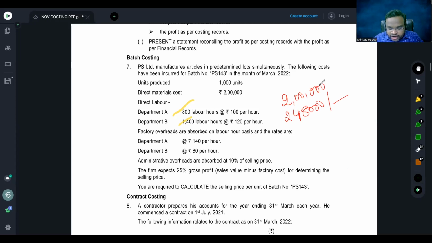Factory overheads are absorbed on labor hour basis and the rates are Department A 140 per hour, Department B 80 per hour. So 800 labor hours into 140, 1400 labor hours into 80. So that would be the factory overheads, right? So you will be arriving at the factory cost. 800 into 140, which is 1,12,000. 1400 into 80, that is also 1,12,000.